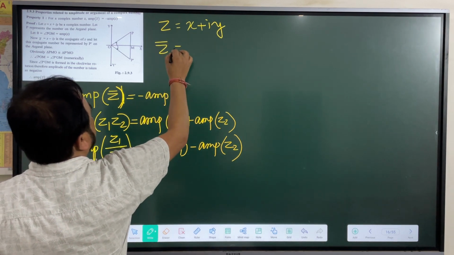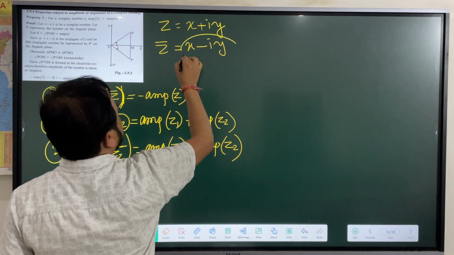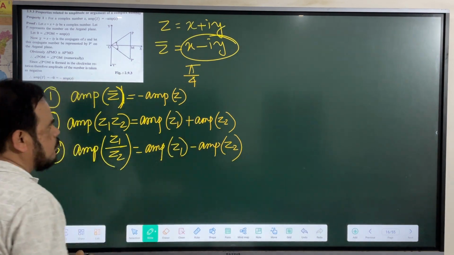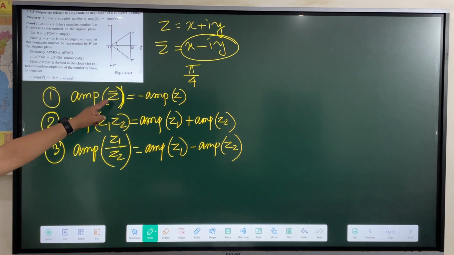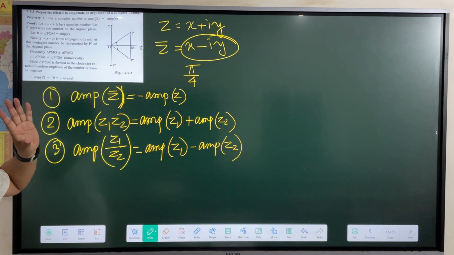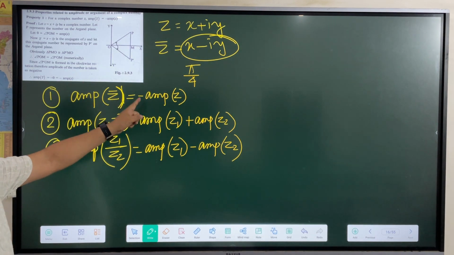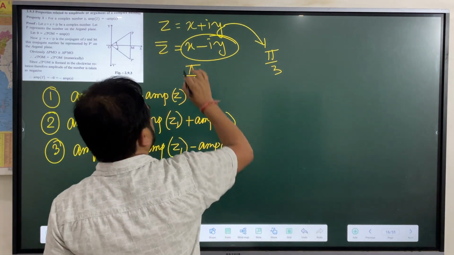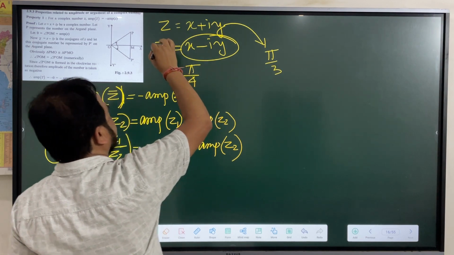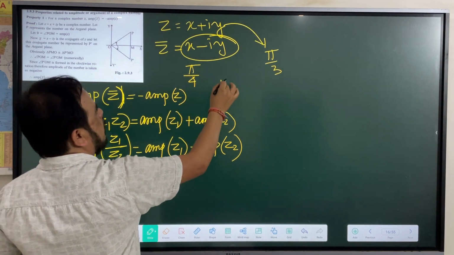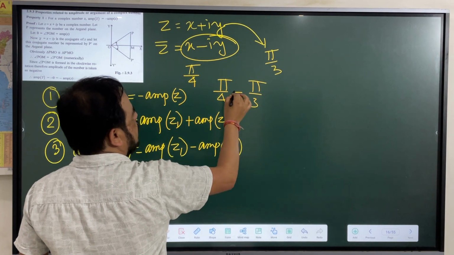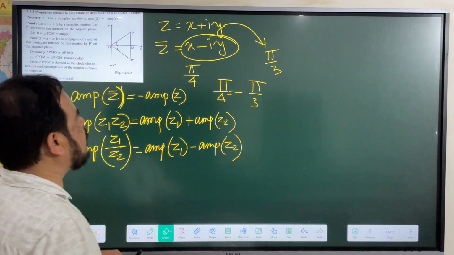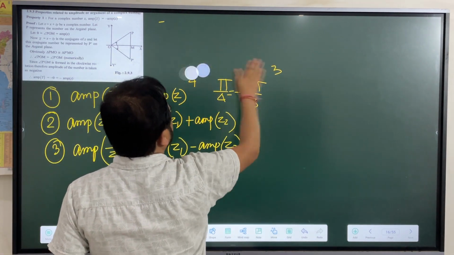So Z bar will be x minus iy. Suppose the amplitude of Z bar we have got is pi by 4 or 45 degrees. Then it will be equal to minus the amplitude of Z. Suppose the amplitude of Z is pi by 3. The amplitude of Z bar is pi by 4, so pi by 4 is equal to minus pi by 3. This is what is shown here, but it is not exactly like this. Just for example I have shown you. You may get a different value.